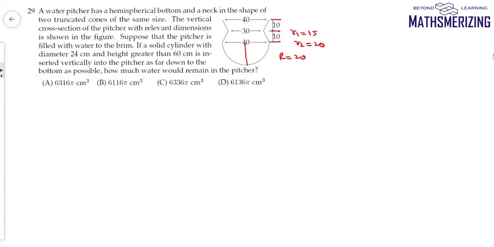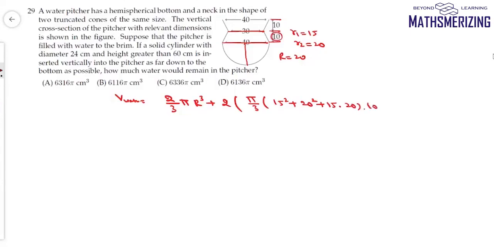Now first what we'll do is we'll find volume of this pitcher, and that is equal to volume of water. So volume of water contained in this pitcher will simply be, now it is 2 by 3 pi r cube, and then plus we have two same truncated cones. So I'll write 2 times pi by 3 and then r1 square plus r2 square plus r1 into r2 into h. H in this case is simply 10.